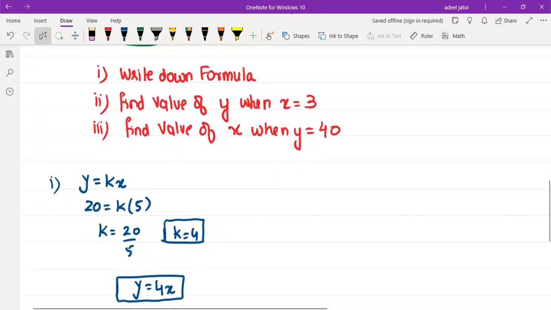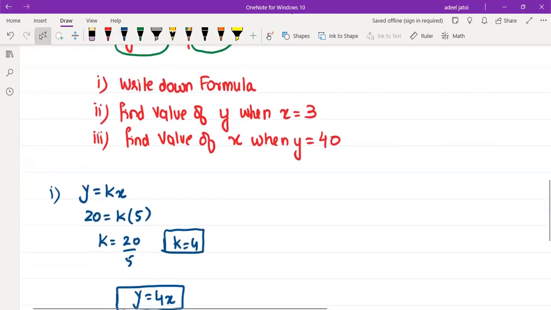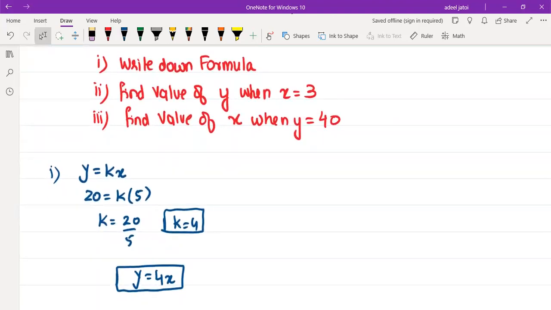Now, knowing the fact that k is the value that will remain constant for any direct question or any inverse question, for part 2 we'll be using the same formula. That means y is equal to 4x, since we know that 4 is the value of k. So find the value of y when x is 3. Y is 4 times 3. So that means y becomes 12. So the value for part 2, when x is 3, is 12.